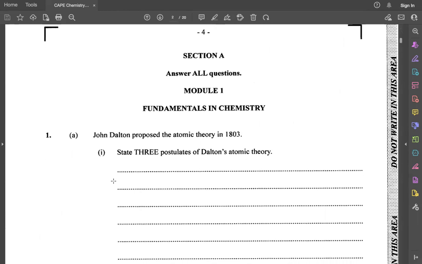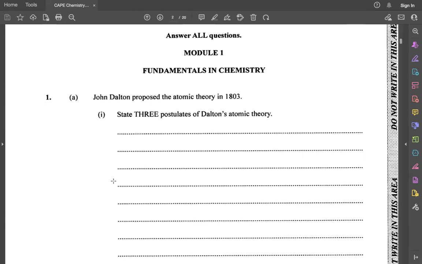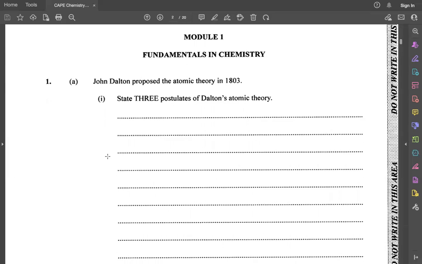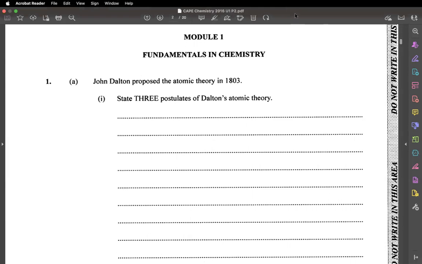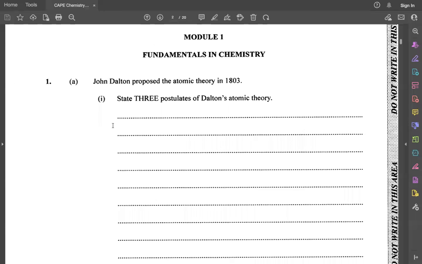So this is question 1 from Module 1, Fundamentals in Chemistry. This question is asking us about John Dalton and his atomic theory. It says we're supposed to state 3 postulates of Dalton's atomic theory. So, 3 postulates of Dalton's atomic theory.